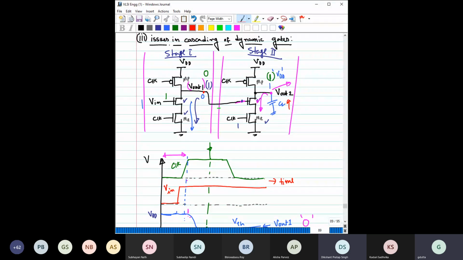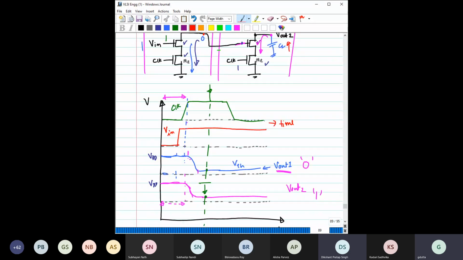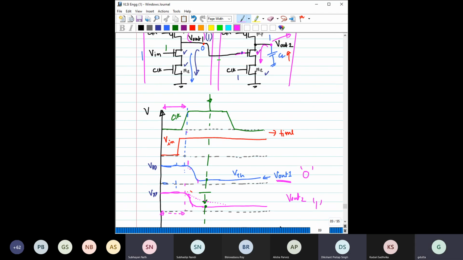Right? And even if you increase it, it will still discharge. Maybe it will discharge slowly, but it will again discharge, right? Maybe not this part, maybe like this, then. Isn't it, Shubhayan?